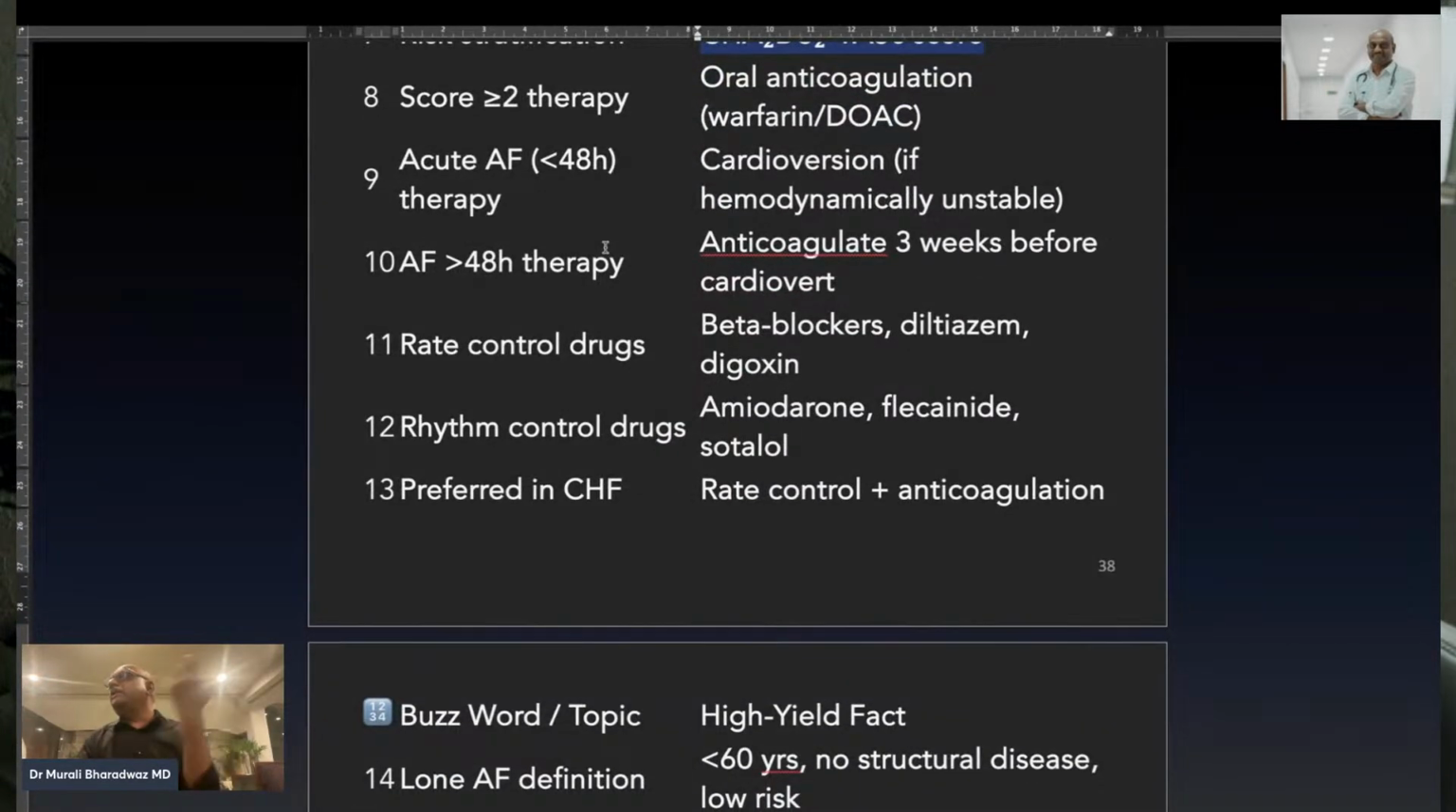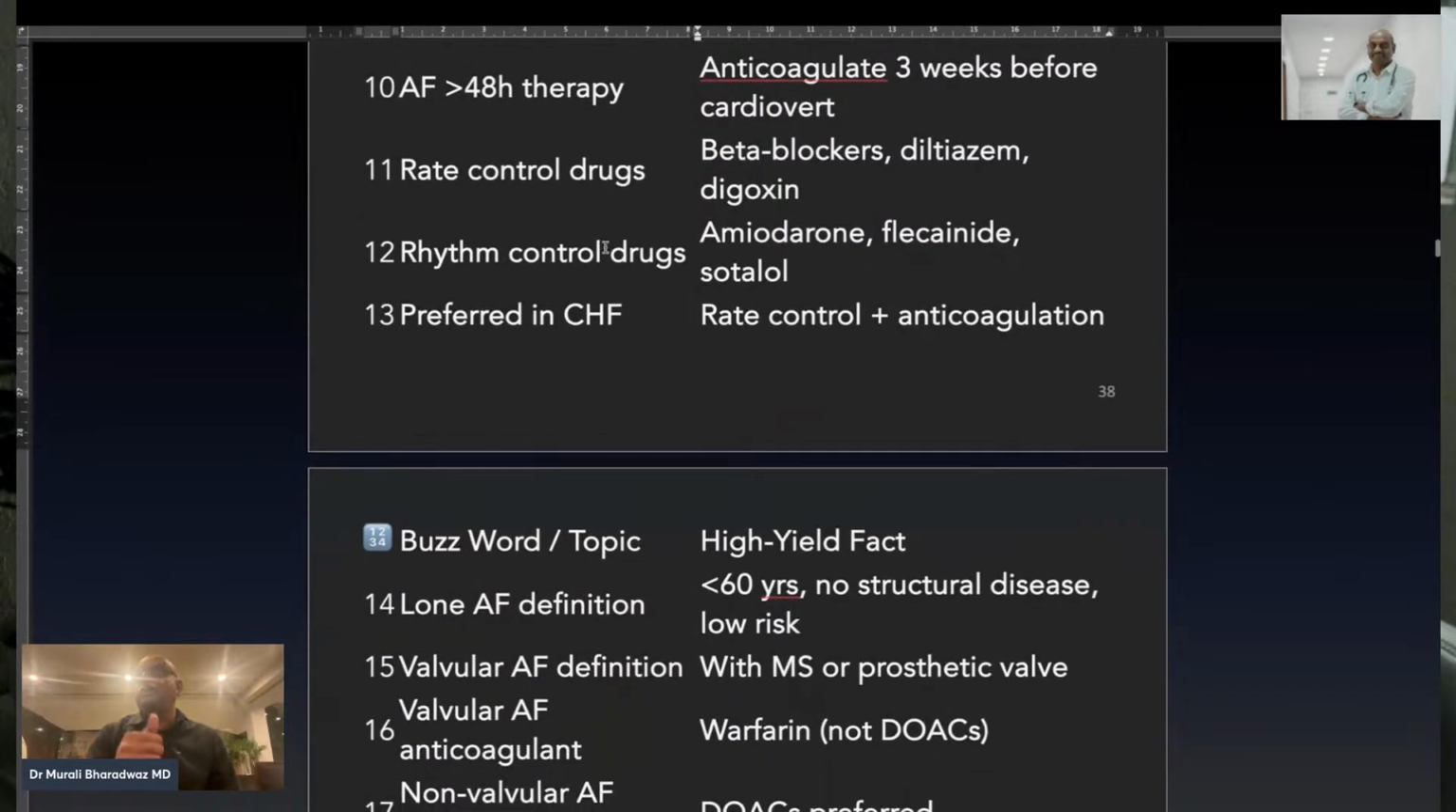So what are the rate controlling drugs? Beta blockers, diltiazem and digoxin. What is rhythm controlling? Amiodarone, flecainide, sotalol will bring back the sinus rhythm. So what is preferred? Only do rate control and anticoagulation in congestive heart failure patients, not rhythm control.